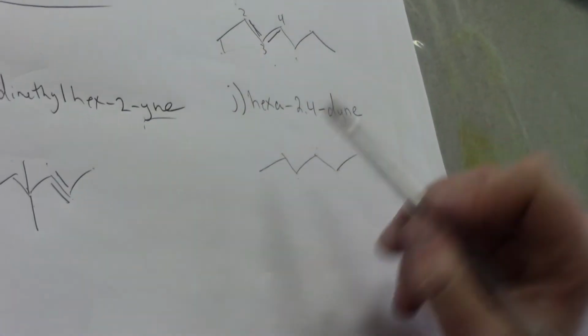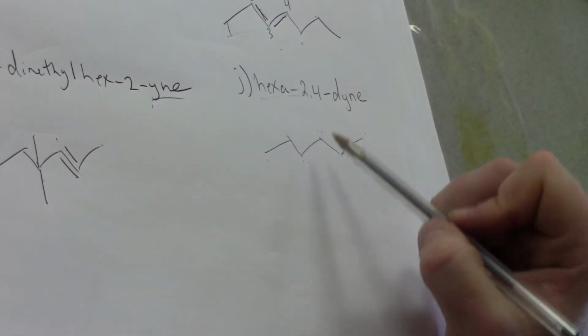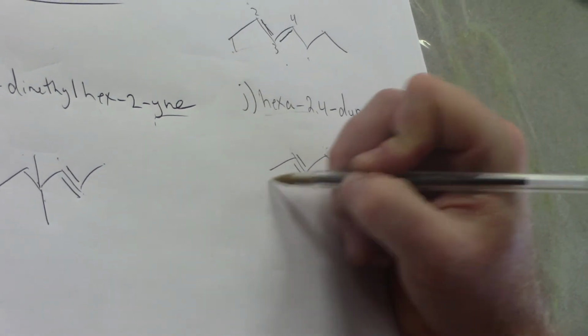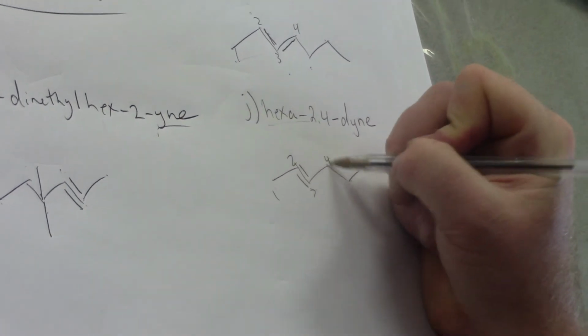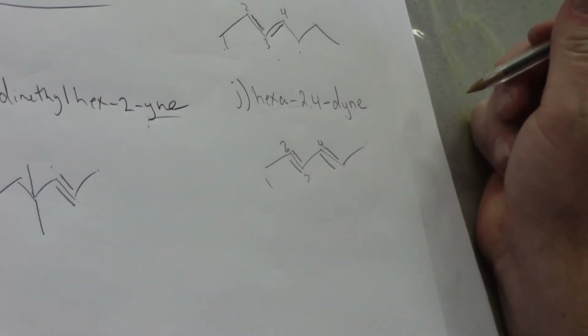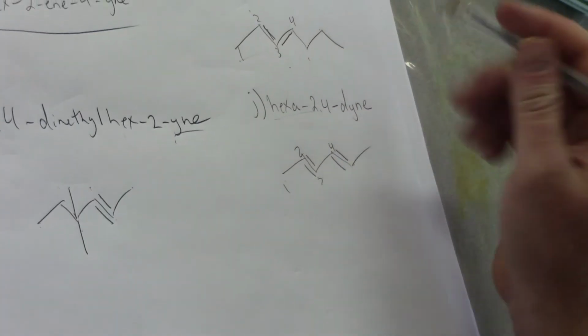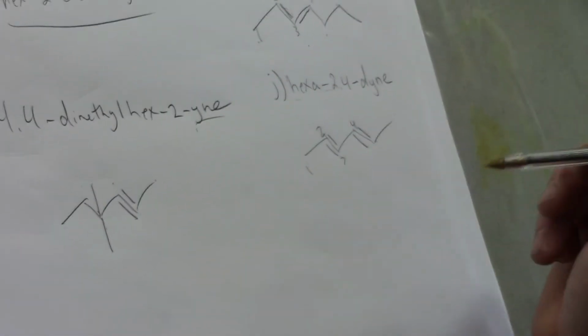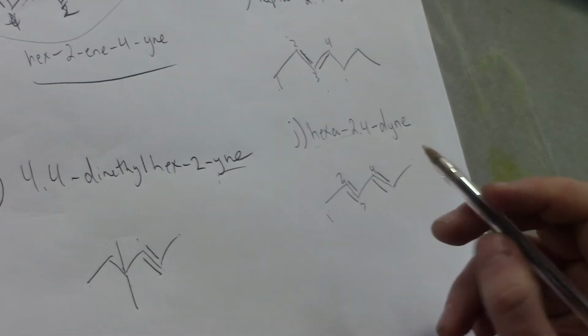Okay, so that's my parent molecule, hexane, which is 6 carbons. I'm going to have a triple bond on carbon 2. So 1, 2, 3, 4, and a triple bond on carbon 4. Okay, so that's a diyne, where there are 2 triple bonds.